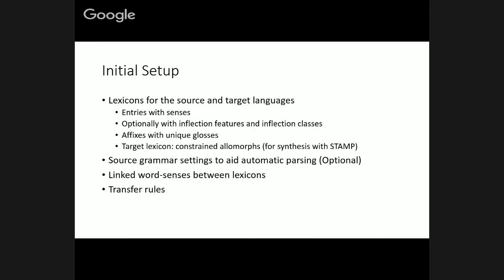There are some things you have to set up even before you get going in machine translation, and this is just a list of some of those things. You need lexicons, you need grammar settings, at least a minimal amount. The more grammar you put into it, the better it's going to be. You need to link your lexicon word senses, so you need to know that this word maps to that word in the other language. And then, of course, you need transfer rules. That's a key component of how the language gets transformed.